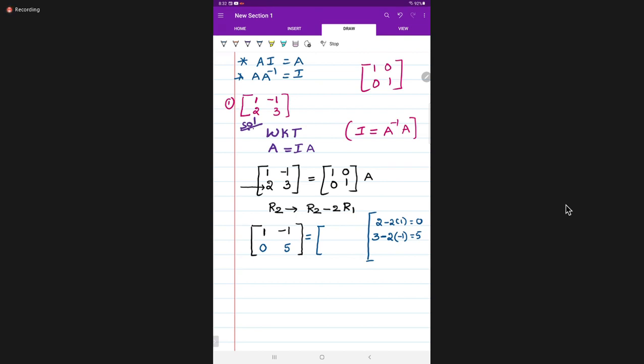Now tell me what is given. First row, write as it is, elements 1, 0, 1, 0. Now tell me, students, 0 minus. Very good. R2 first element is 0 minus 2 into 1. 2 into 1 is equal to how much? That is equal to minus 2. Very good.